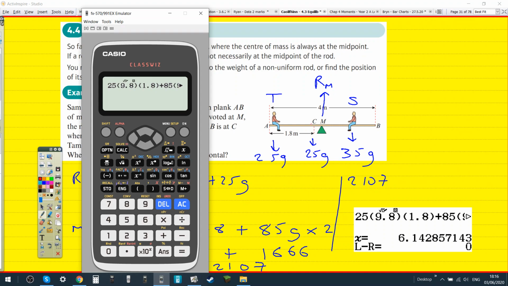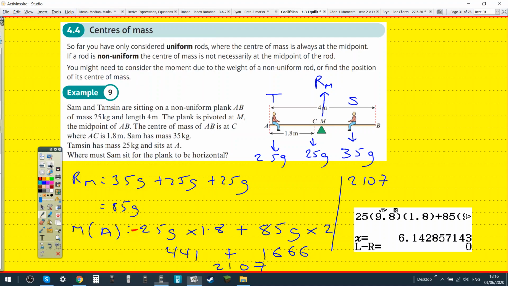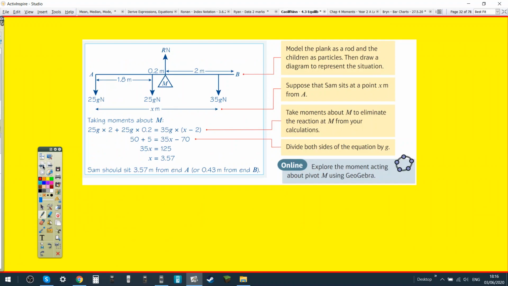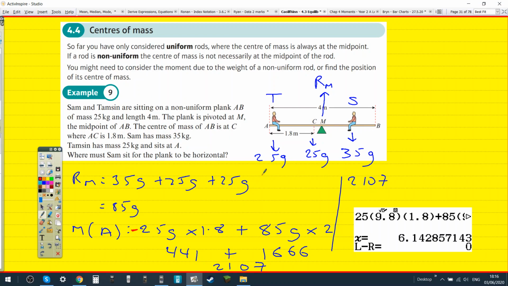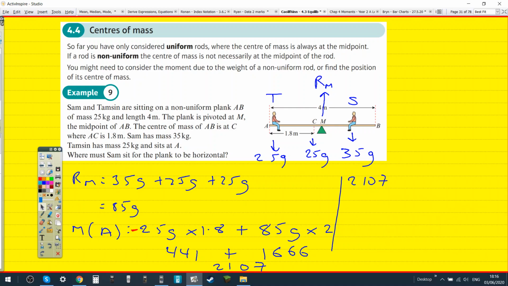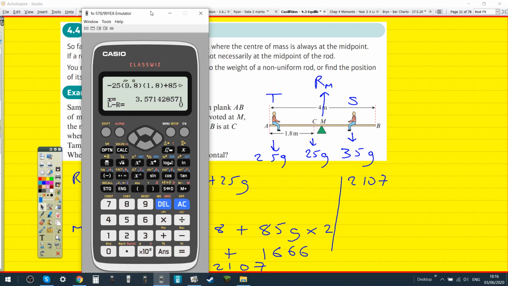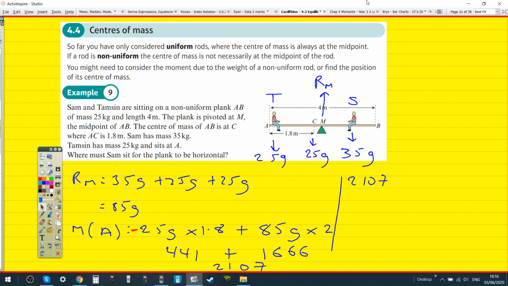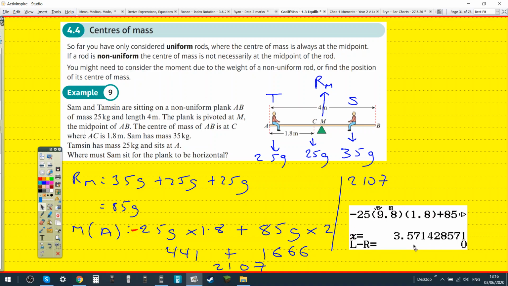So this first one, 25G 1.8, that's negative. The last one is also negative. And the middle one is positive. Shift, solve, lucky 7, 3.571, 3.57. Yeah, so clockwise negative, anti-clockwise positive. That's all we have to watch out for. Other than that, don't overthink these. Just take moments about some point, clockwise negative, anti-clockwise positive, and let the calculator do the work.